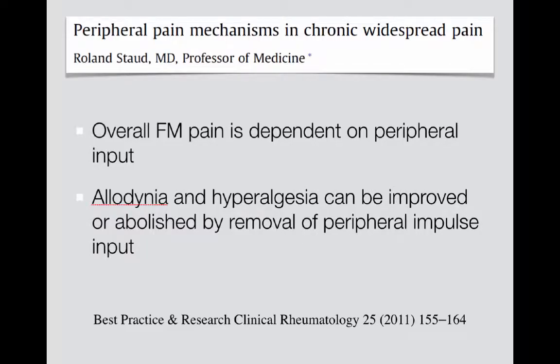And there are actually several recent studies that show that even in a condition of central sensitization known as fibromyalgia, the pain can still be dependent on peripheral nociceptive input. And as a result, allodynia and hyperalgesia associated with fibromyalgia can be improved upon or maybe even abolished by removing the peripheral impulse input. Roland Staud, a professor in Florida, has published several papers on this subject.